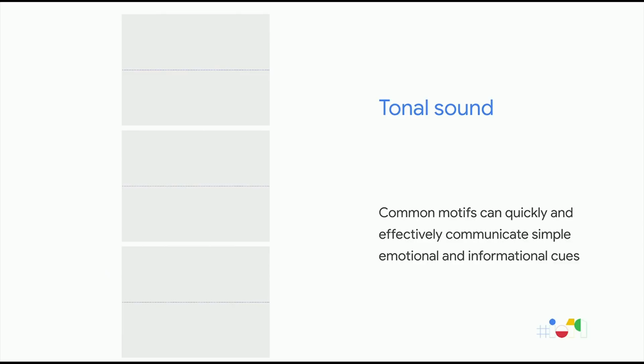So for tonal sound, they're normally short musical phrases, which we refer to as motifs. And we like to keep a motif under 5 notes if possible. The more you move beyond that, the more burden you're placing on the user to remember the sound and the associated action. But there's fairly standard common motifs that are used.